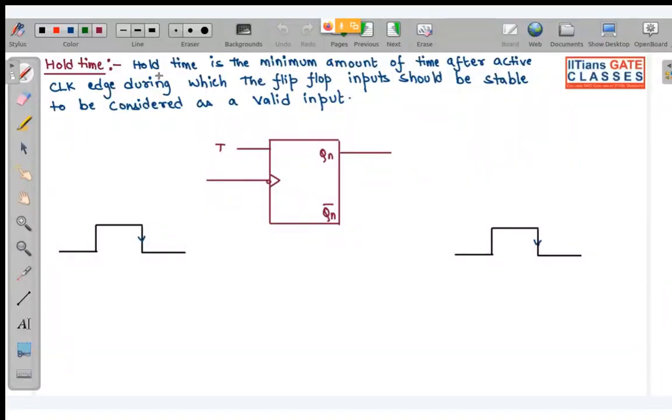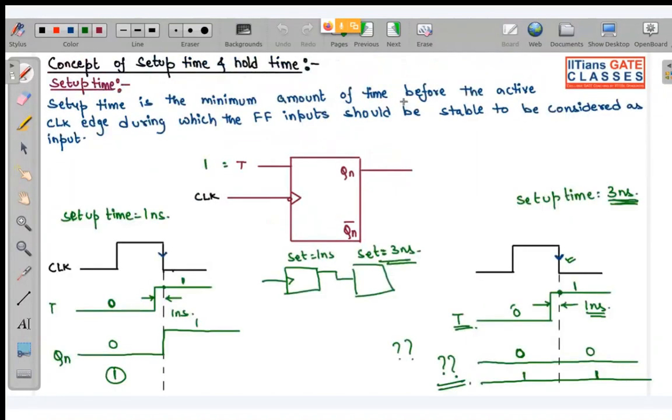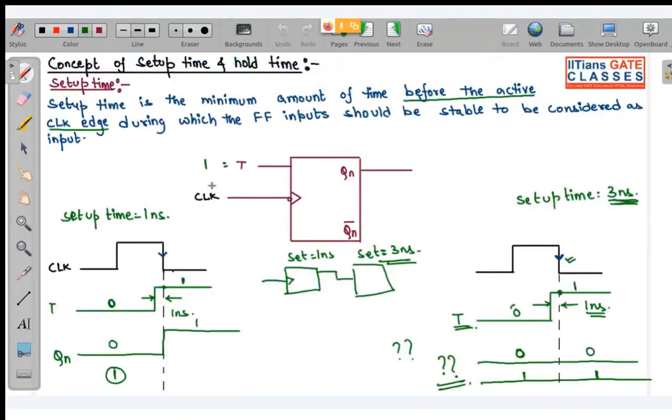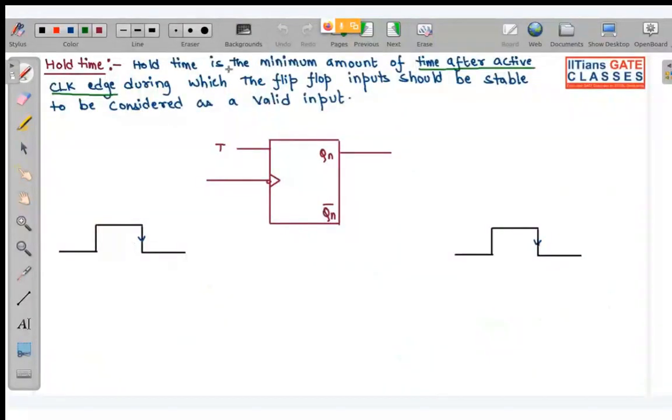Look at what I have written first. Hold time is the minimum amount of time after the active clock edge. See, setup time was before the active clock edge, and hold time is written as time after the active clock edge. So hold time is the minimum amount of time after the active clock edge during which the flip-flop input should be stable to be considered as a valid input.